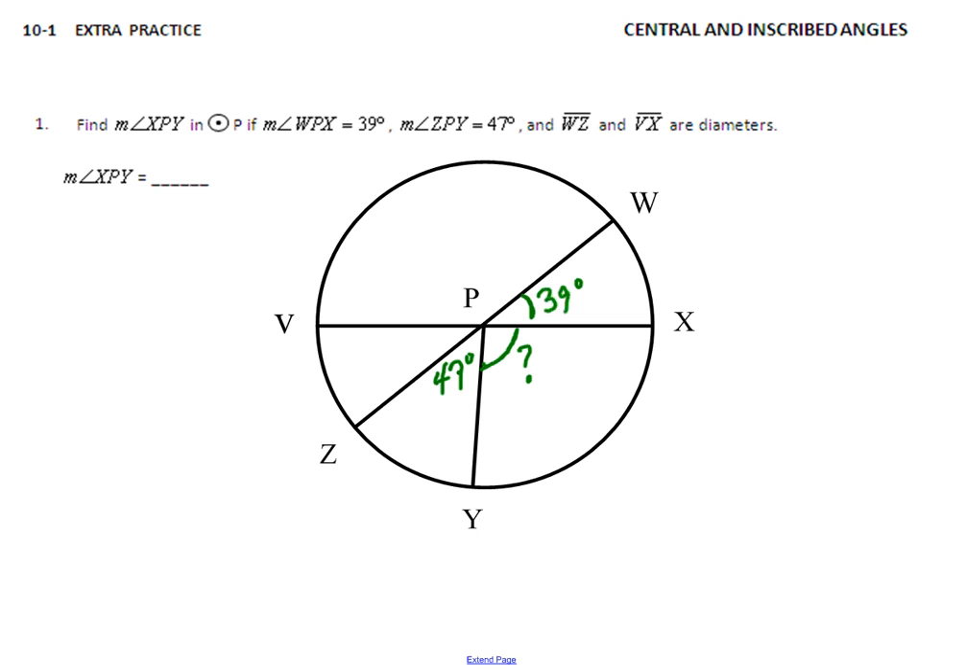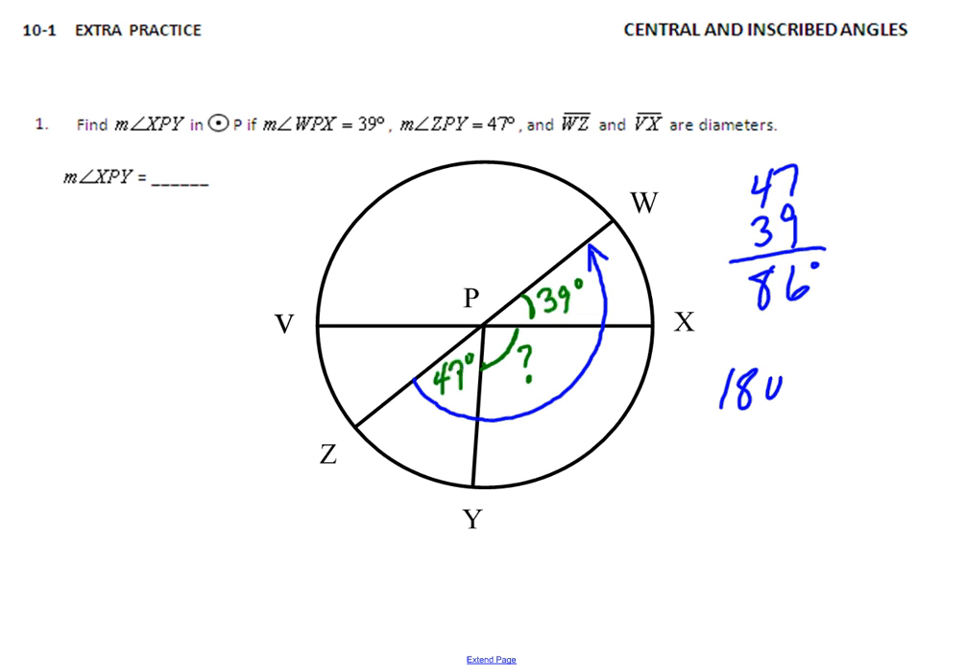And then they just go on to say that these are diameters. The ones that look like diameters that go straight across, they are diameters. So XPY, well, if you look at the picture, if this is a diameter, this is 180 degrees completely. So if we take our 47 and our 39, we get 86 degrees between the two of them. If the whole thing's 180, just simply take 180 minus the 86. And what is that, 94? So we'll get our 94 degrees. That's it.